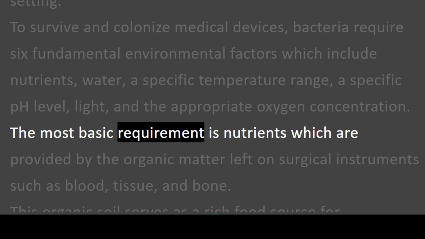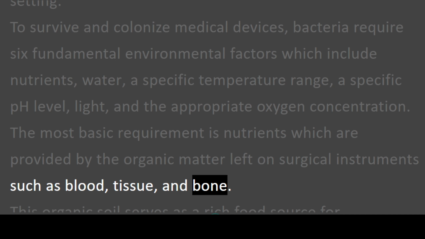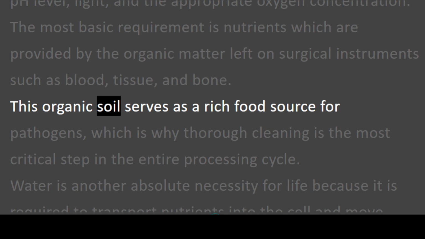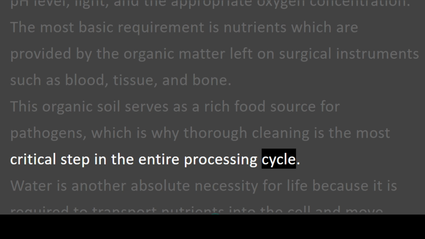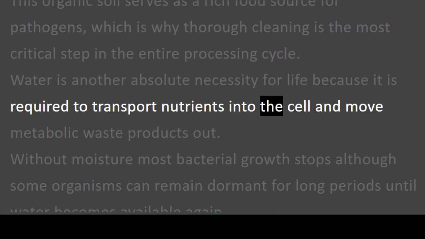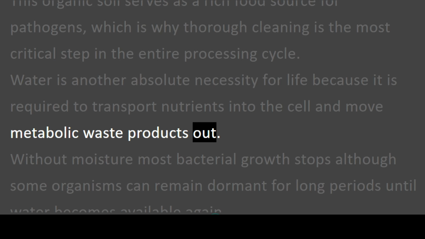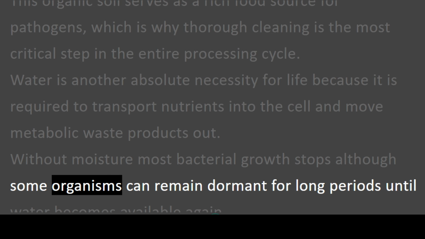The most basic requirement is nutrients, which are provided by the organic matter left on surgical instruments such as blood, tissue, and bone. This organic soil serves as a rich food source for pathogens, which is why thorough cleaning is the most critical step in the entire processing cycle. Water is another absolute necessity for life because it is required to transport nutrients into the cell and move metabolic waste products out. Without moisture, most bacterial growth stops, although some organisms can remain dormant for long periods until water becomes available again.